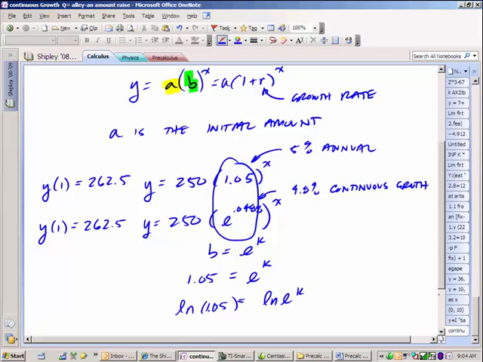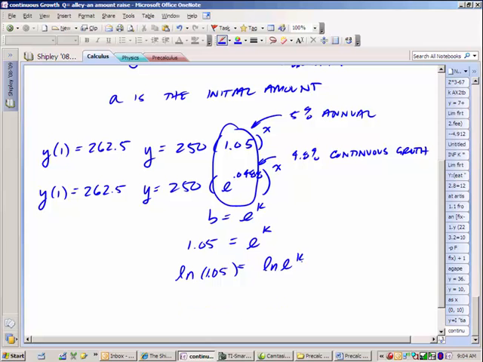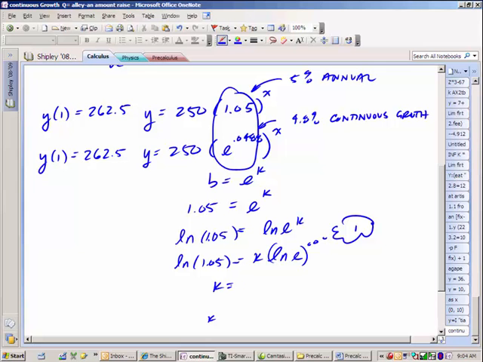Because on the right-hand side, when I bring down the k, what's the natural log of e? The natural log of e says, e raised to what power gives me e? 1. E to the 1 gives me e. So the natural log of e is the same as 1. So this tells me k is equal to the natural log of 1.05.